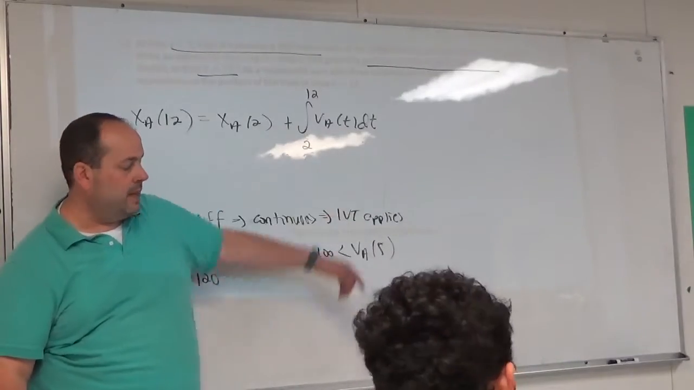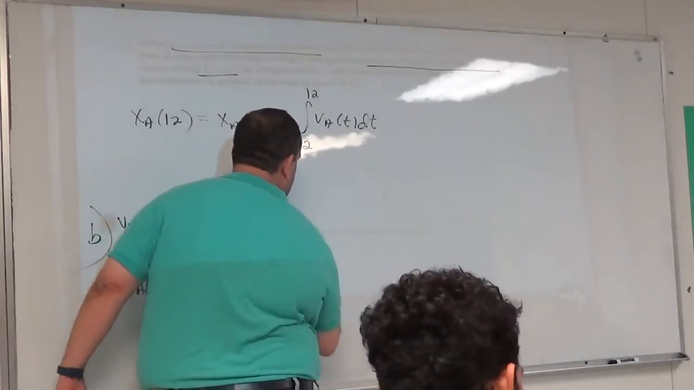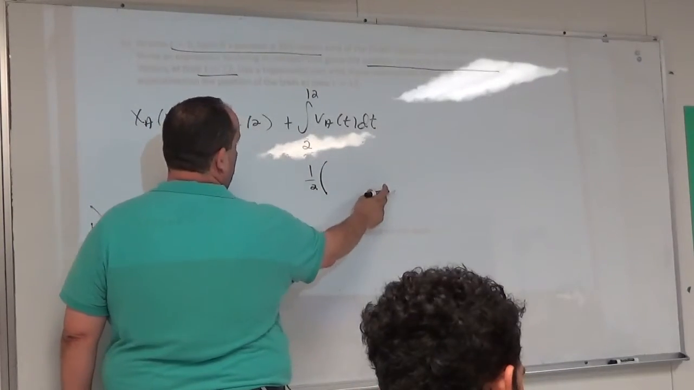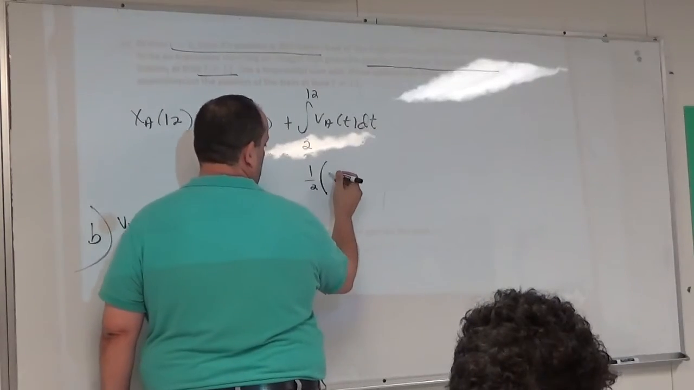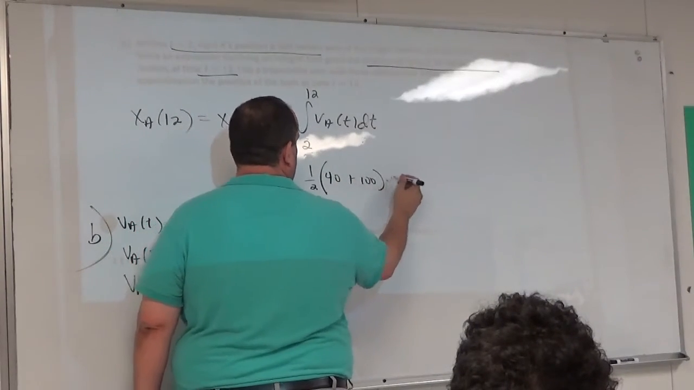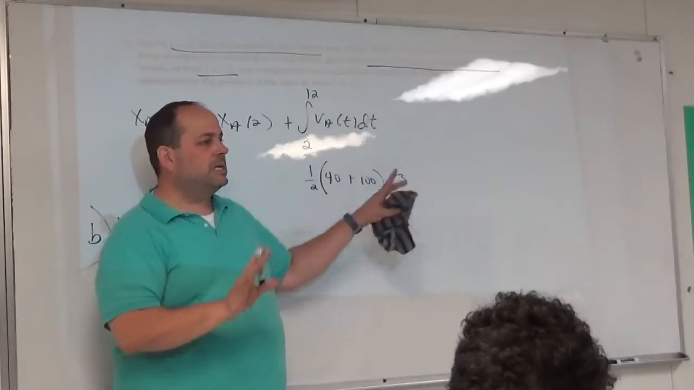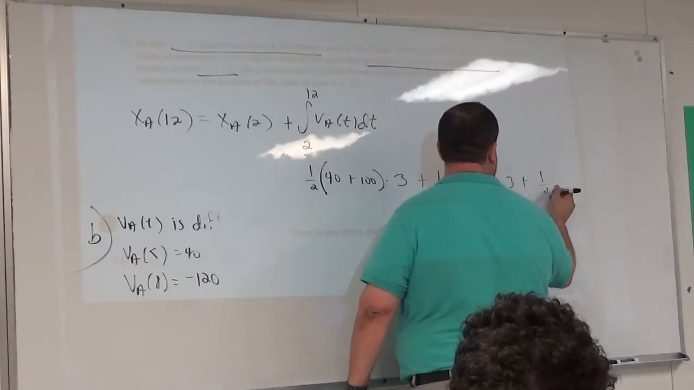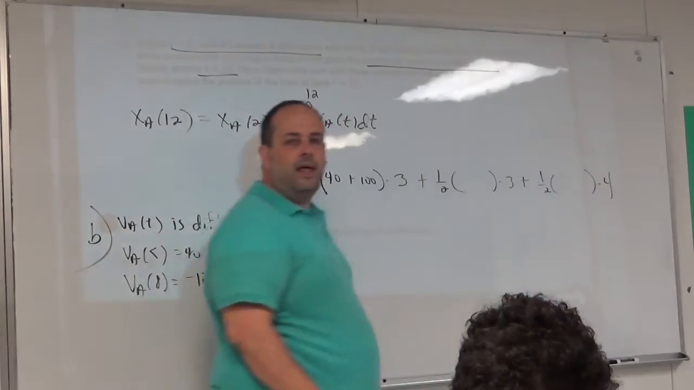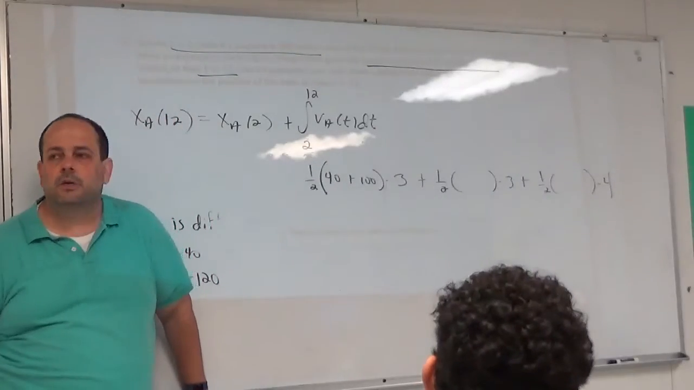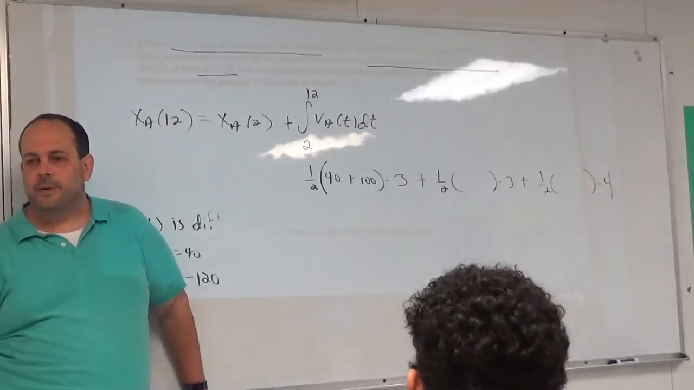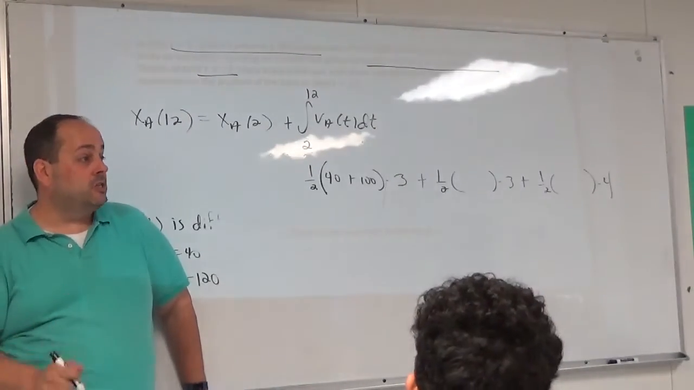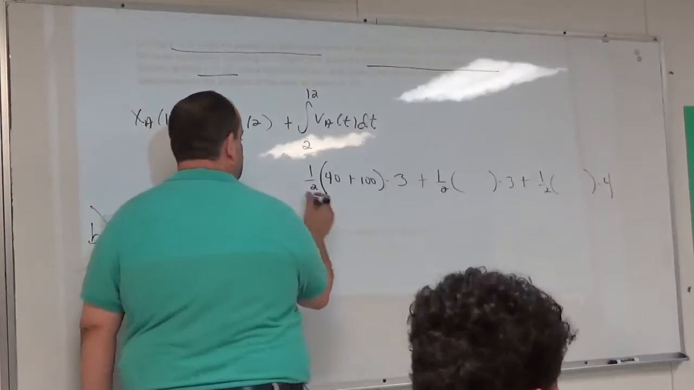One thing I want to say, because this still keeps happening. A lot of folks are saying, okay, so it's going to be a half. What are the data points for the first interval? 40 and 100. They're saying one half times 40 plus 100 times 3. Love it. Plus the next one times 3, plus the last one times 4. That's great. Don't simplify. Nobody cares what the numbers equal to. Nobody cares. Don't simplify.